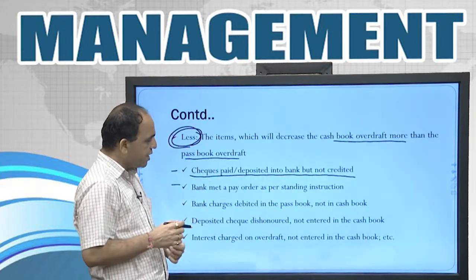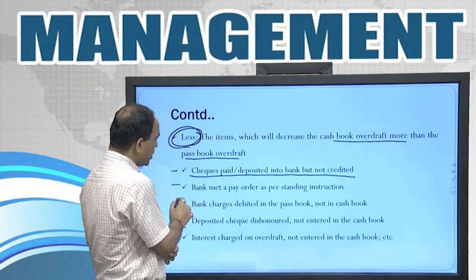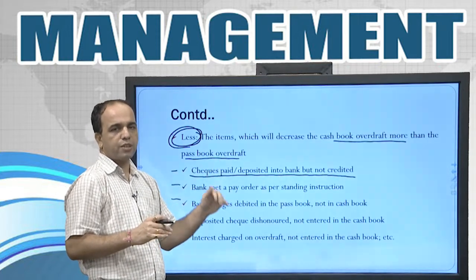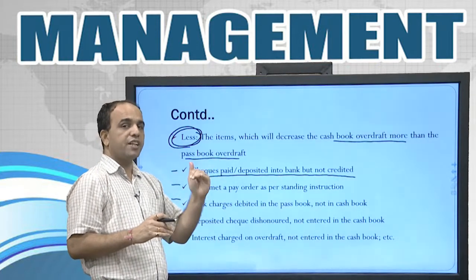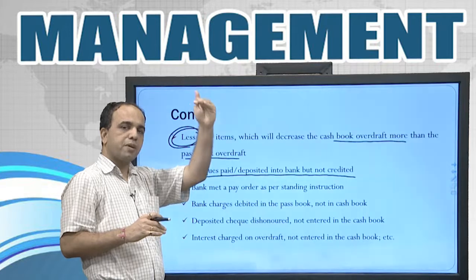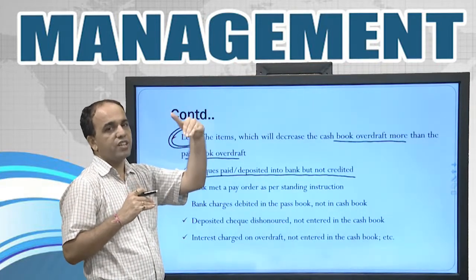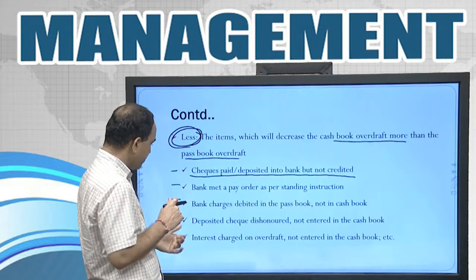Bank charges debited in the passbook, not in the cash book. If it is not written in the cash book, it will reduce the amount in the cash book, so it will be deducted, because ultimately bank overdraft is minus, charges are minus. That is why if we deduct it, it will be deducted from that addition amount.